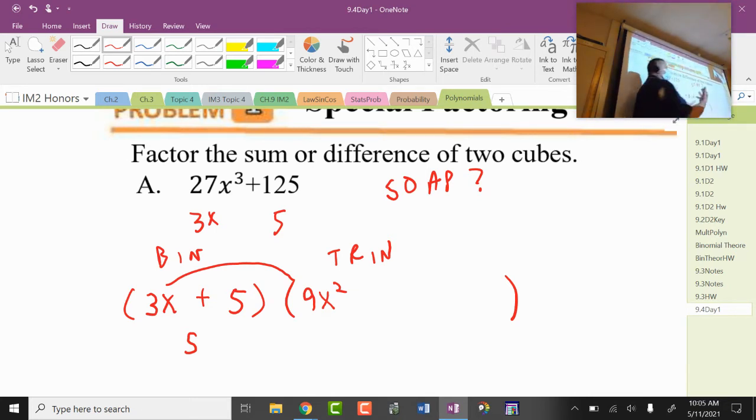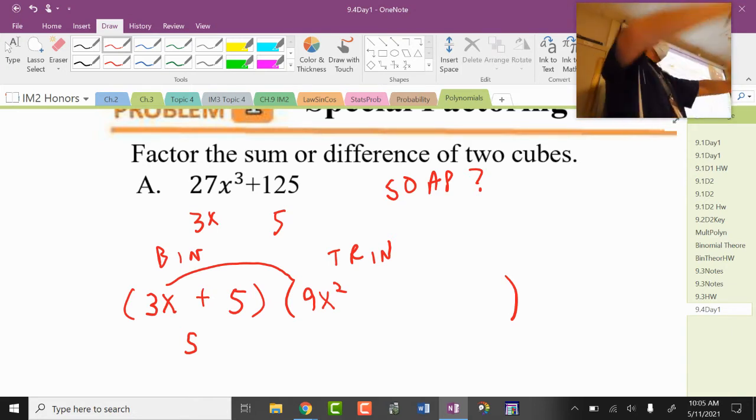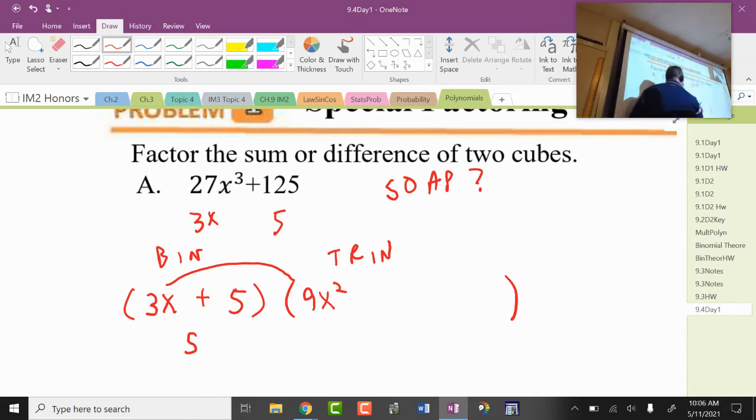The answer has to, good FOILers say it. Your answer has to make sense. It's got to be what multiplies to be the question. And this is what did not happen. It was a major destruction. People put in answers that had no clue or no context to what the question was to begin with. You did not become a good FOILer and a good factor. This did not occur. All right?